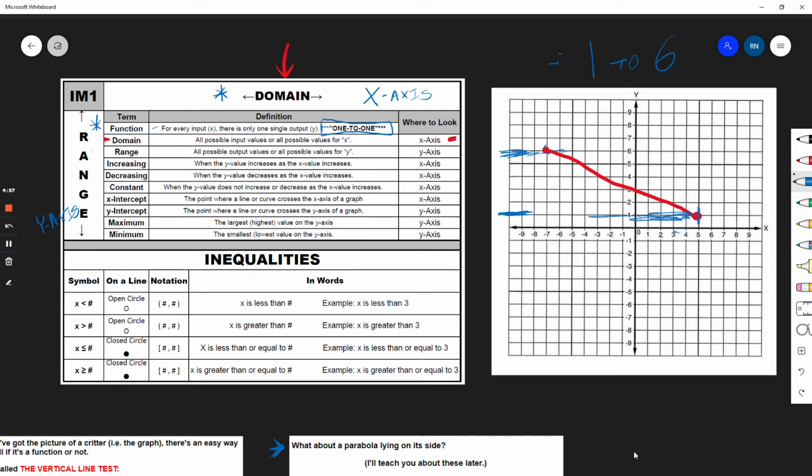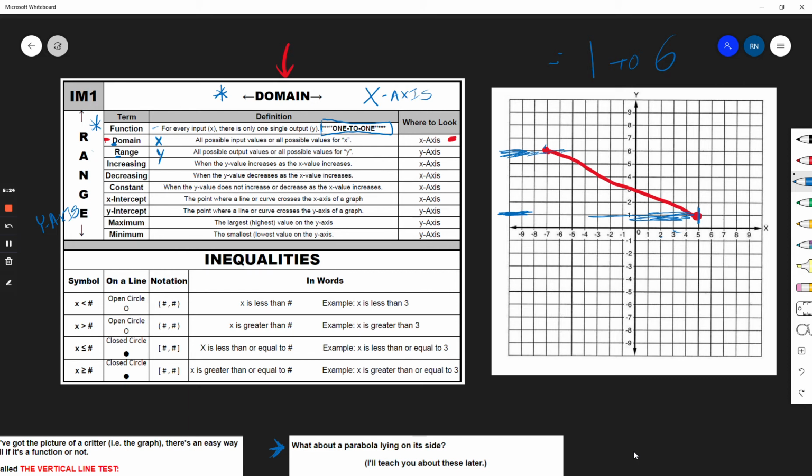And some of you are wondering, oh, how am I going to remember all these? The way I teach it is: what comes first in the alphabet, D or R? If you said D, you are correct. What comes first in the alphabet, X or Y? X. So domain is x, range is y. D and X are first in the alphabet, and R and Y are second in the alphabet.